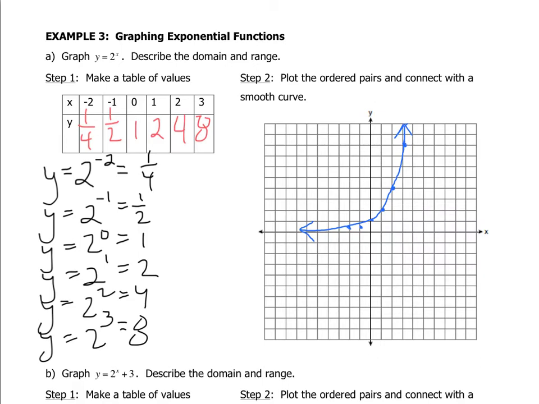So then the question is, what is the domain and the range here? Well, the domain in this case is going to be all real numbers. We don't have any restrictions on this situation here. So we can write all real numbers.